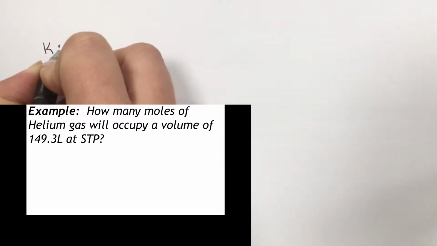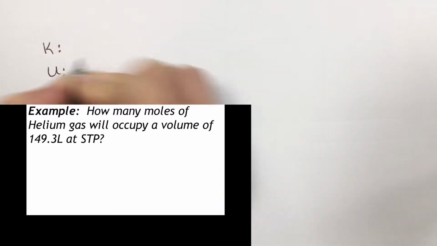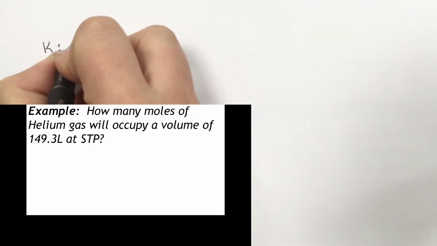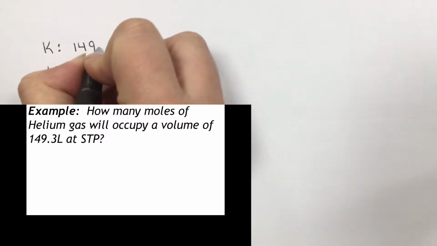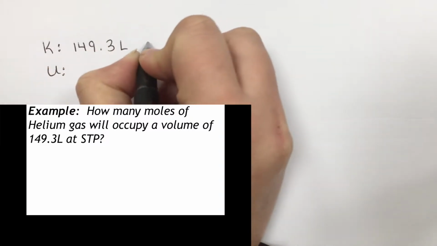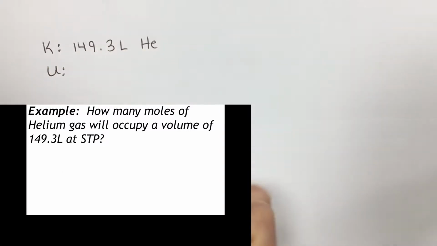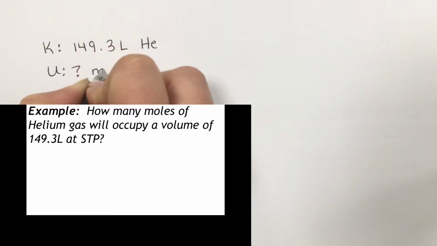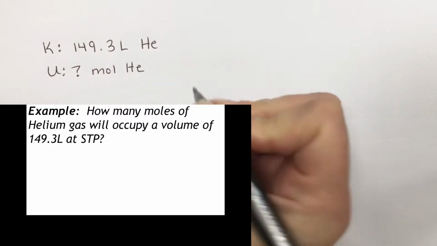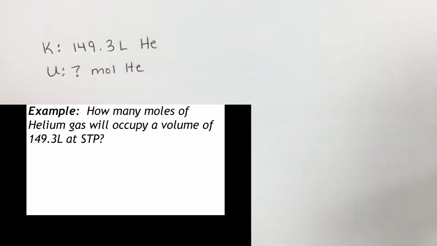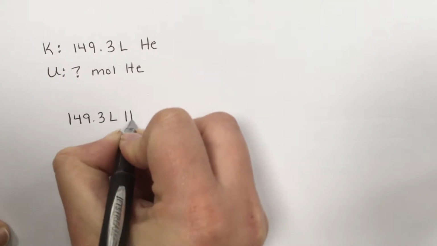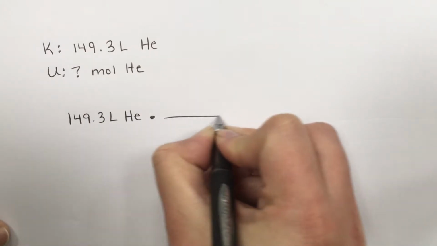So we always start, again, with our known and our unknown. Every single one of these, you always first start with your known and unknown. Our known is what they give us in the question, 149.3 liters of helium gas. Unknown is what they're asking us for. So how many moles of helium gas? That's it. So now we're just going to write, we always start with our known. So our known is 149.3 liters of helium. That's what we know.